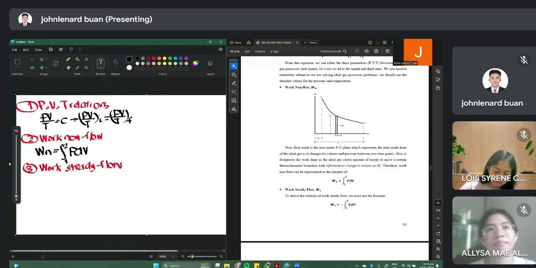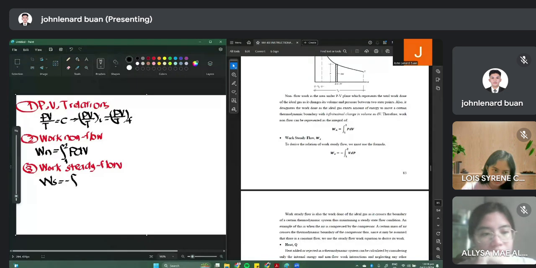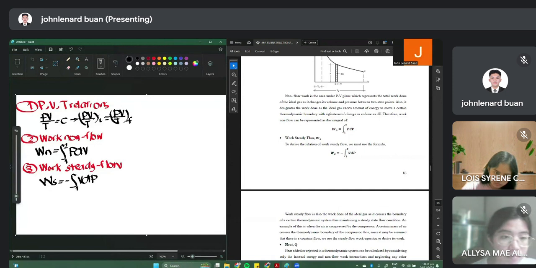Okay? For the work steady flow, we use the formula W subscript S equals negative integral of V dP, from point 1 to 2. By definition, work steady flow is also the work done of an ideal gas as it crosses the boundary of a certain thermodynamic system, thus maintaining a steady state flow condition.